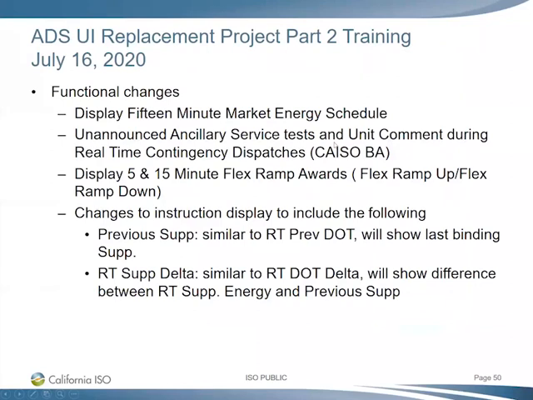We'll cover the unannounced ancillary service test, the real-time contingency dispatching changes, the flex ramp up and down awards. We'll be talking about the extra columns that will be added, and that'll be part of the Part 2 training.